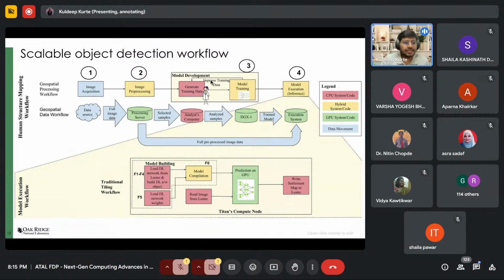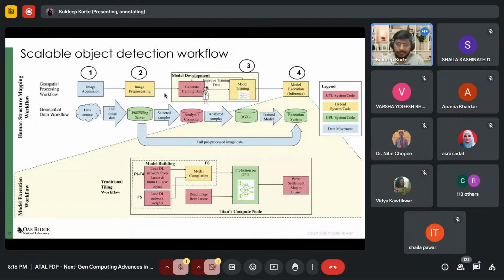Again, this is the scalable object detection workflow, but I think I have given you the brief. I'll just summarize it. End to end, this workflow has 4 stages or phases. In phase one, you acquire the image. Wherever the images are hosted, you first need to copy that data into the storage of the Titan supercomputer. Most of the time these data providing agencies are different, so we need to copy that data. That is the first stage.